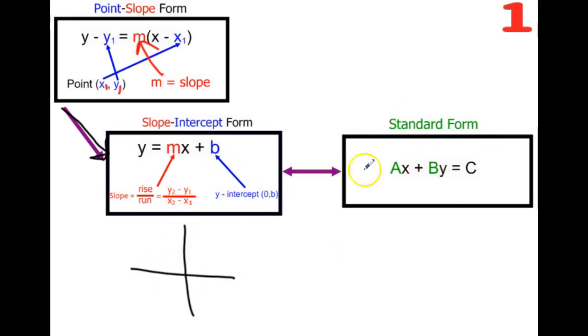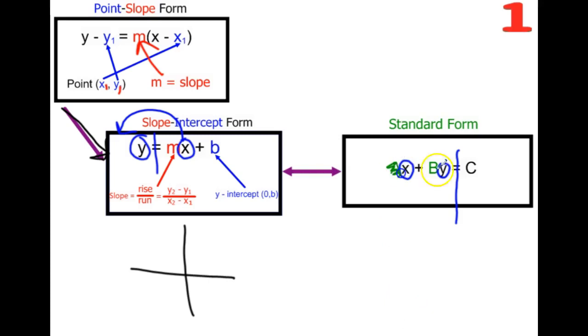And now our new form is called standard form. The only thing you need to know about standard form is that the letter x and the letter y are on the same side of our equal. Here is our equal sign here, y is on the left and x is on the right. This form, all we have to do is take the x, if it's on the right side, and move it over to be on the left side, so the x and the y are on the same side.